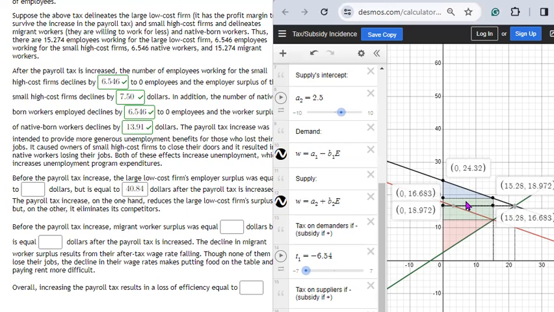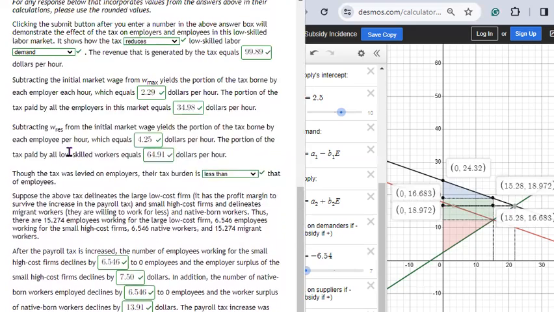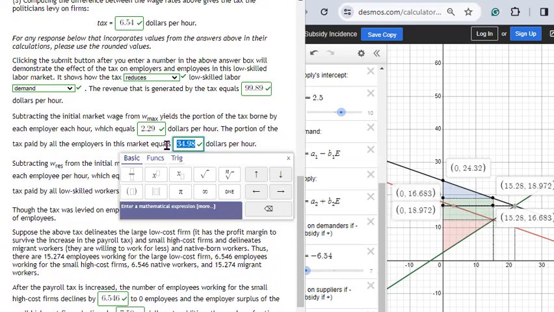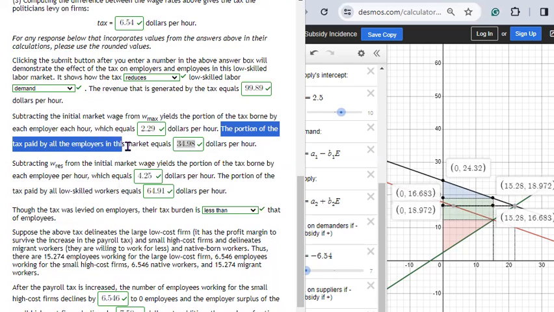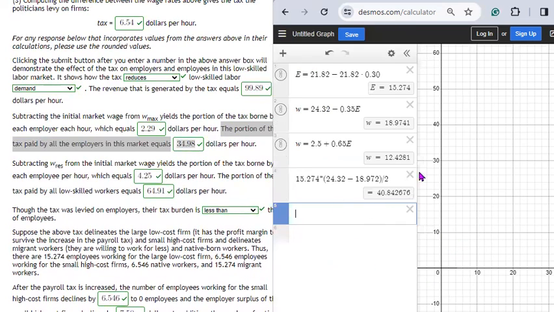And what was this area? That was, this green area is the firm's burden, 34.98, right? This is 34.98 here. Remember we calculated that? The portion of the tax paid by all the employers in this market equals $34.98 per hour, right? That's what this was. This is the firm's burden, right? The height of this box, from this point to that point, was a 2.29. But the area of this box was the 34.98. So let's go ahead and add that to here, right?